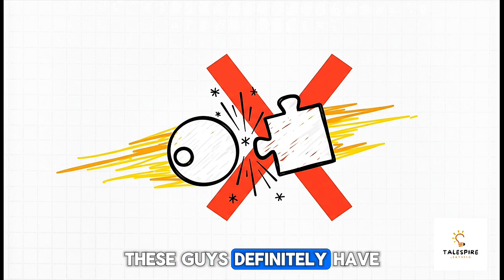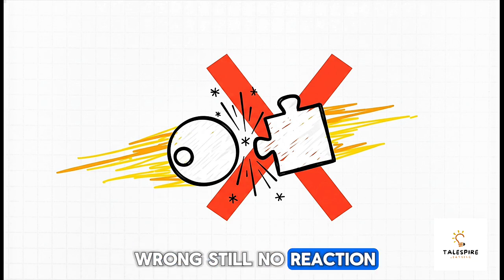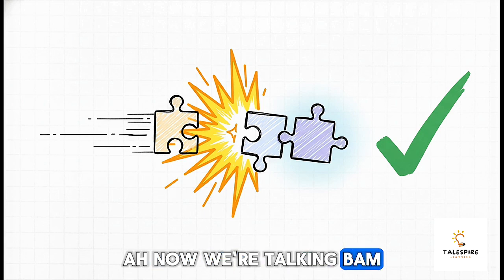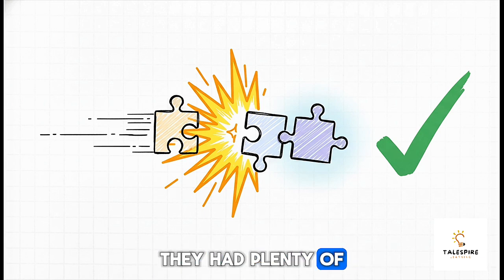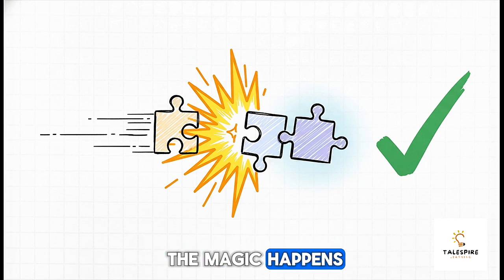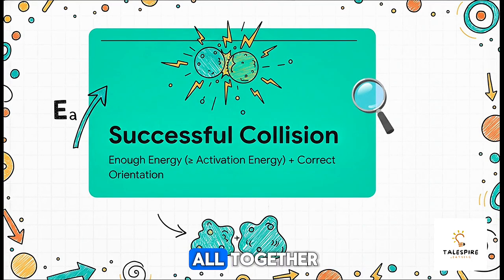These guys definitely have more energy. You can see it. But nope, they just glance off each other. The angle was all wrong. Still no reaction. But these particles, now we're talking. Bam, a head-on collision. They had plenty of energy and they hit at the perfect orientation. And that is when the magic happens. We get a reaction.